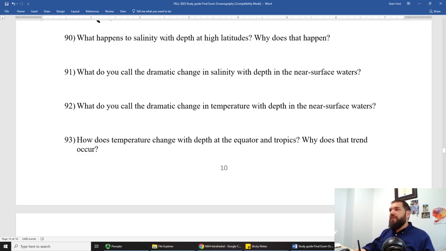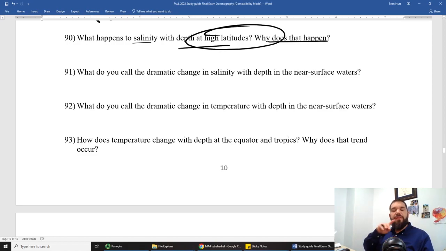All right, now what happens to salinity with depth at high latitudes, and why does that happen? So salinity in most parts of the ocean actually starts off high, and then it decreases with depth. That's because there's a lot of evaporation at the surface, and that high salinity water is being buoyed up by the thermocline. But that doesn't happen at high latitudes. At high latitudes, you have the opposite trend. You have salinity increasing as you go deeper and deeper into the water.